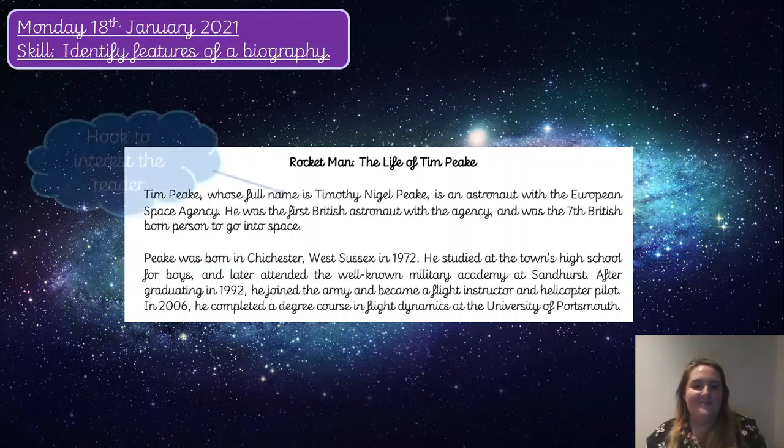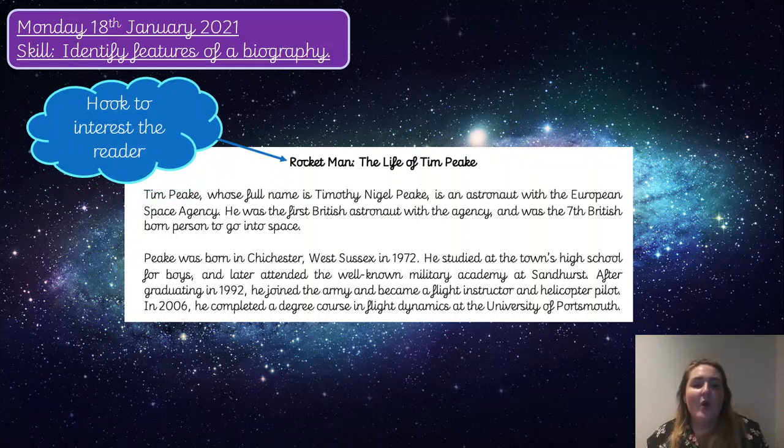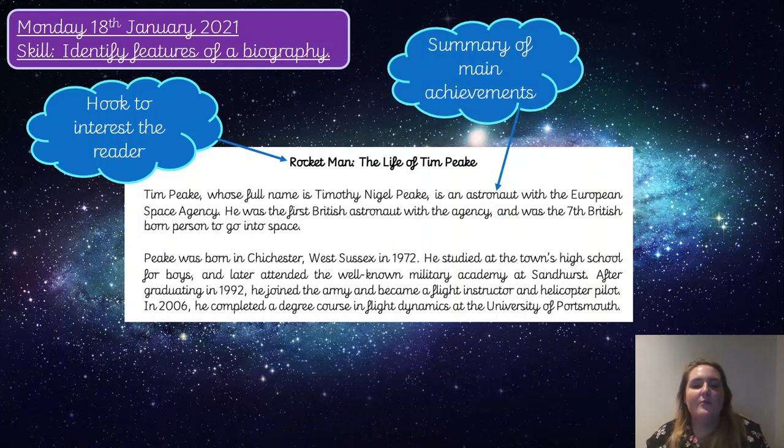Let's see then. We've got a hook to interest the reader. So that title makes us want to learn a little bit more about him. We find space really interesting and we want to know more, don't we? Summary of main events. So that first paragraph tells us a little bit about his career, about the fact he's an astronaut, tells us some really interesting facts that makes him seem really important. It makes us want to read more, doesn't it, to find out more about Tim Peake.